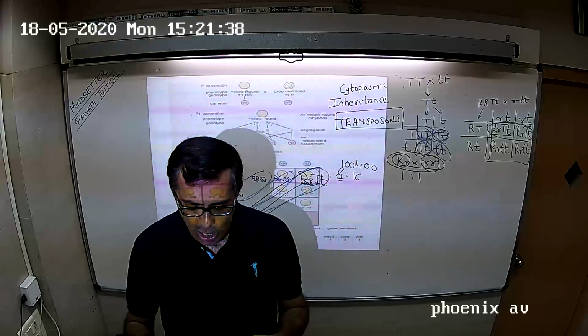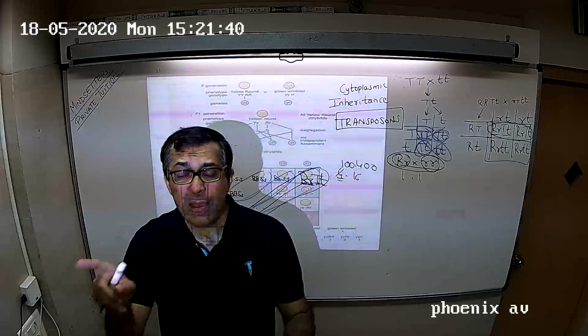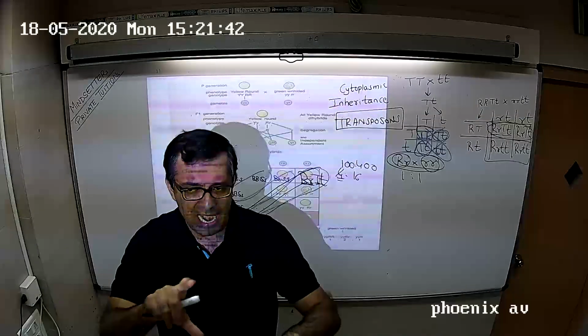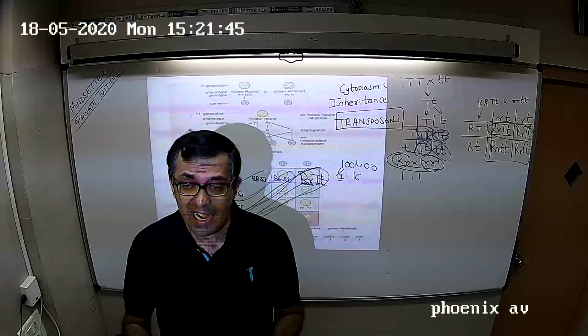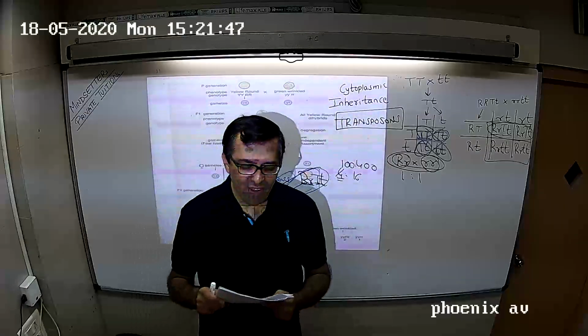194. Mendelian recombinations are due to independent assortment. Why will we get recombination? Because of independent assortment.